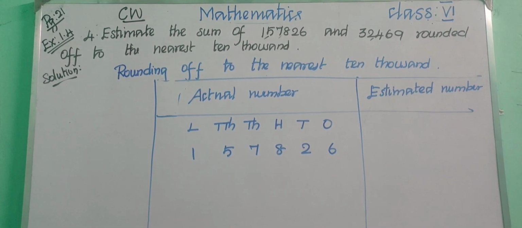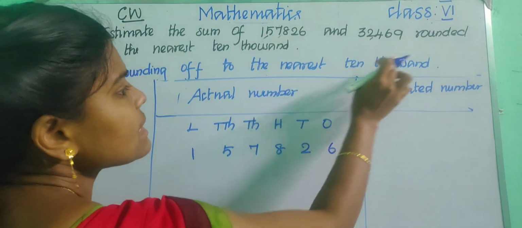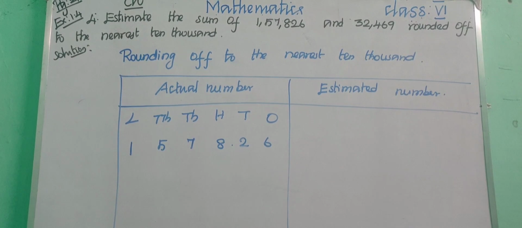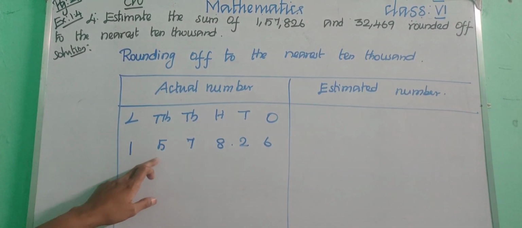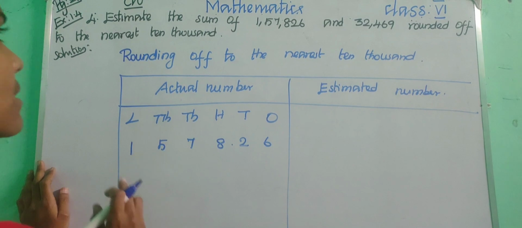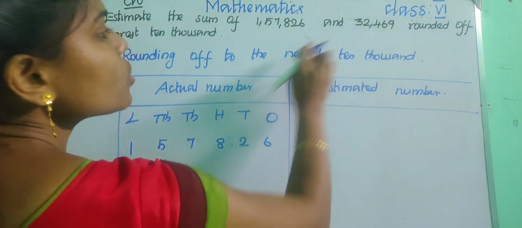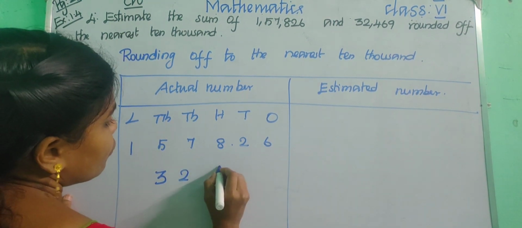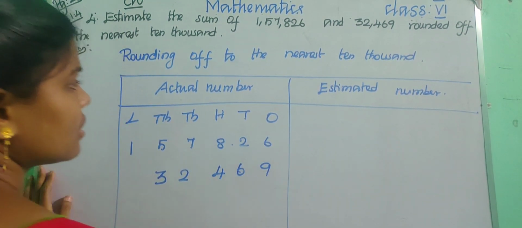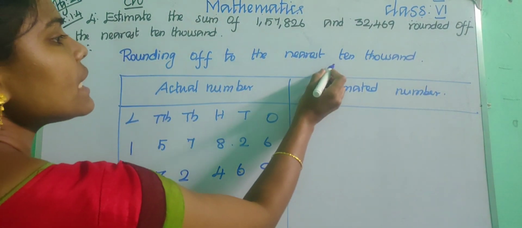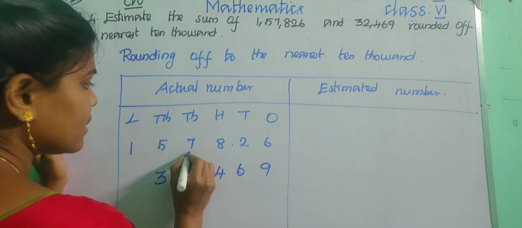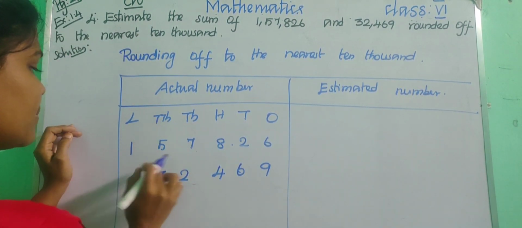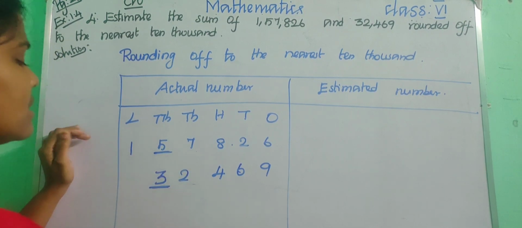Okay children, so let us estimate this. We are going to find the nearest 10,000. So this is the 10,000 place. Okay children, so we are having 1,57,826, and also we are having 32,469. We are going to round off to the nearest 10,000. So just mark the 10,000's place. So 5 is the 10,000's place and 3 is the 10,000's place.